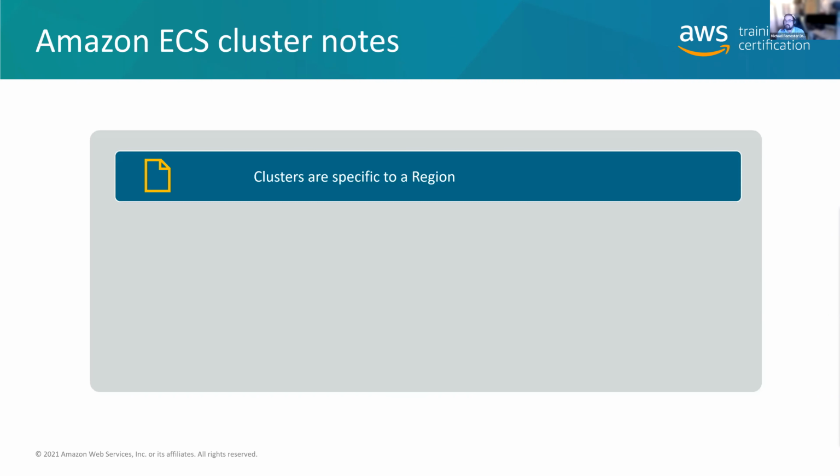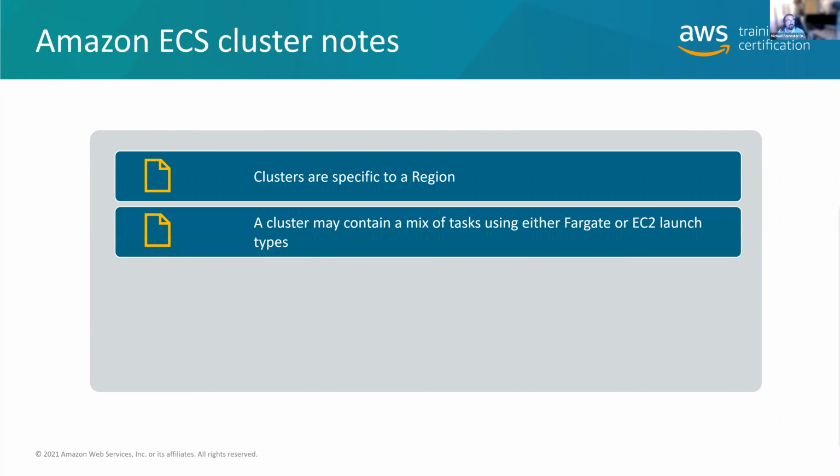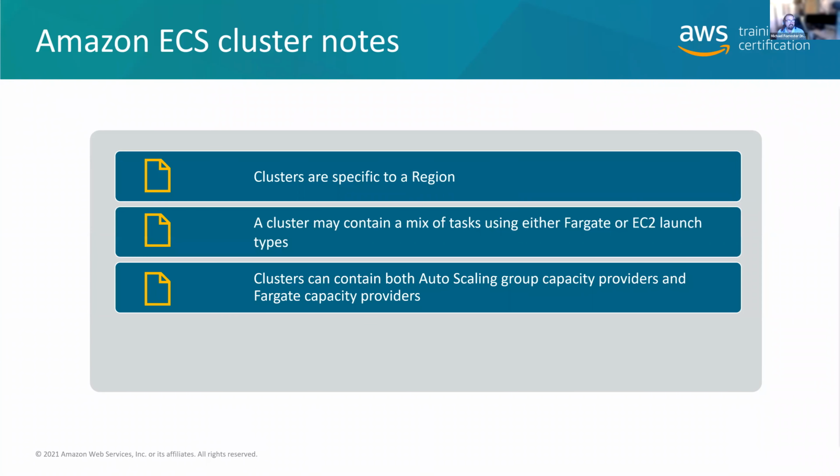Other cluster notes is that clusters are specific to a region. They don't span regions. A cluster may contain a mix of tasks. So you can actually have the same cluster have both Fargate and EC2 launch types and multiple capacity providers. So clusters can contain both auto-scaling groups and Fargate capacity providers. So you can set that up however you wish.